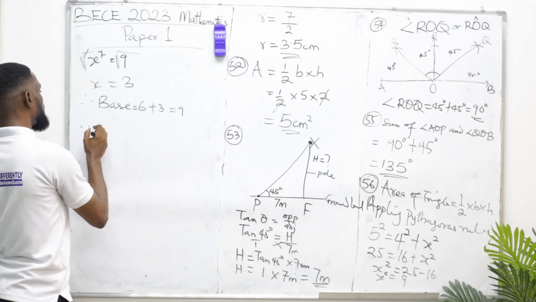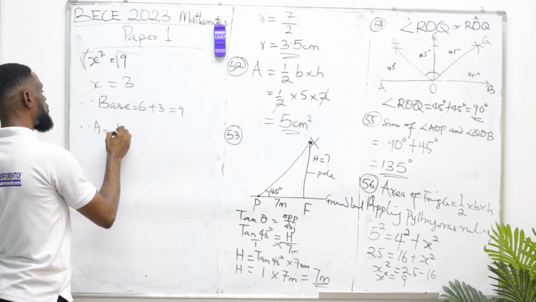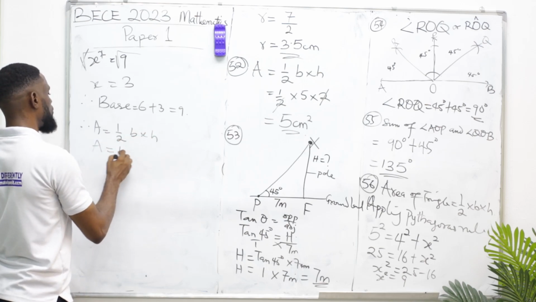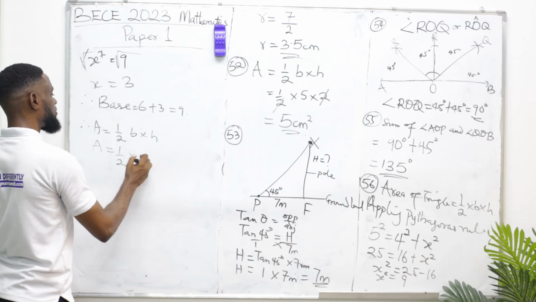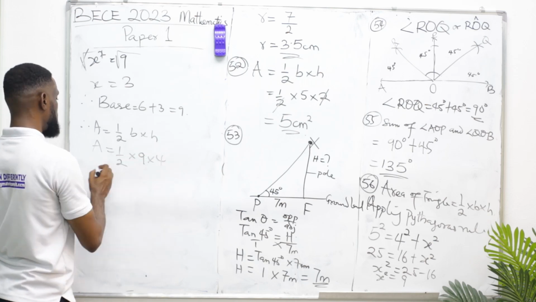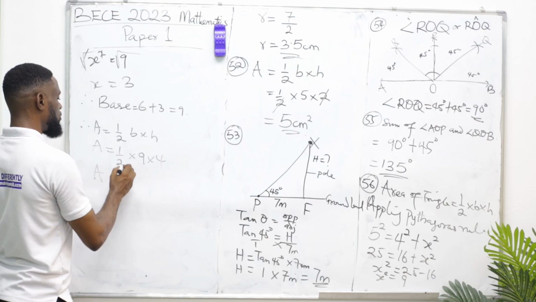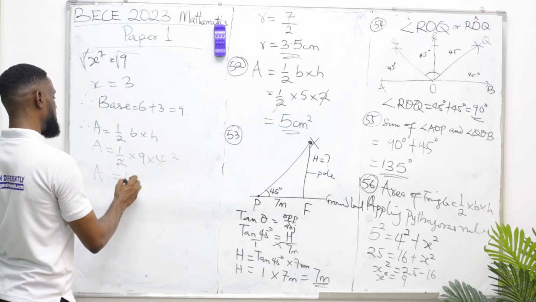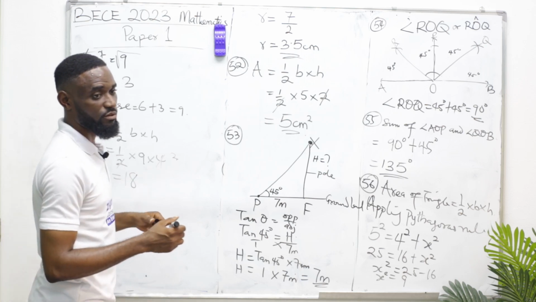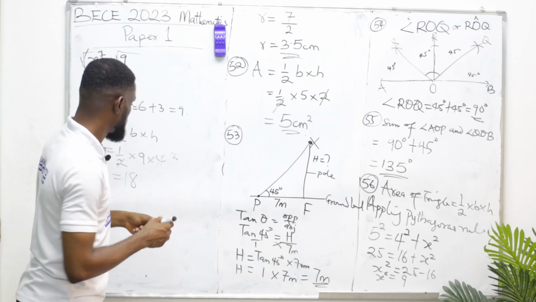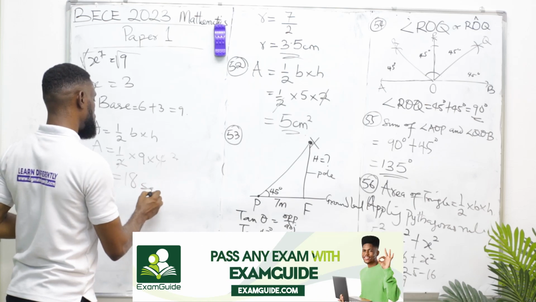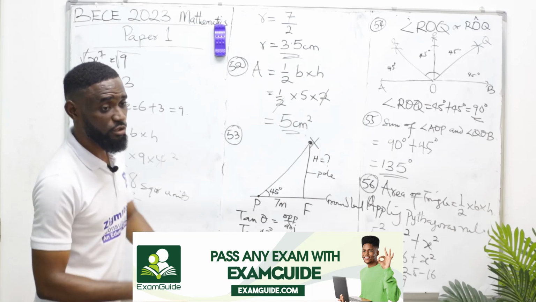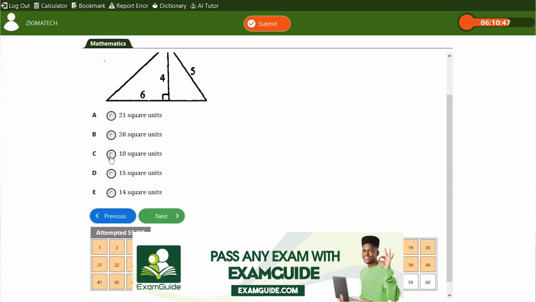Therefore, area is equal to 1/2 base times height. So area is equal to 1 over 2. Our base now is what? Times 9 times 4, right? So area is equal to 1 over 2 times 9 times 4, which is 2 times 9, is 18 square units, which is option C, 18 square units, all right?